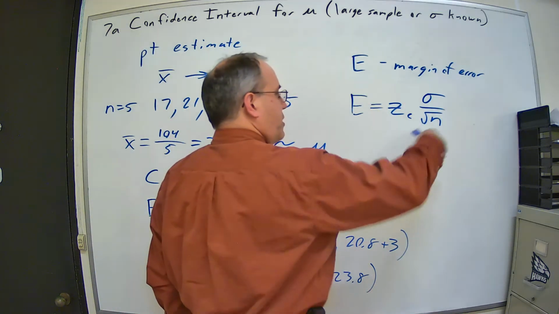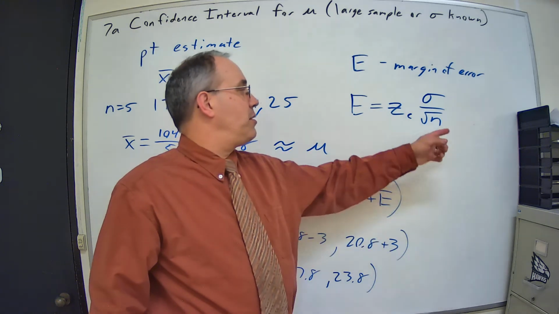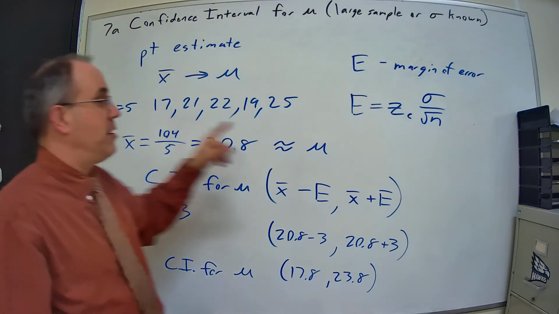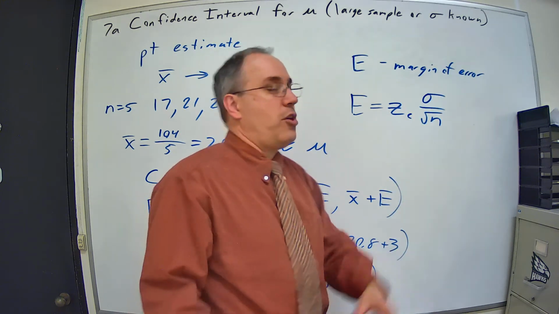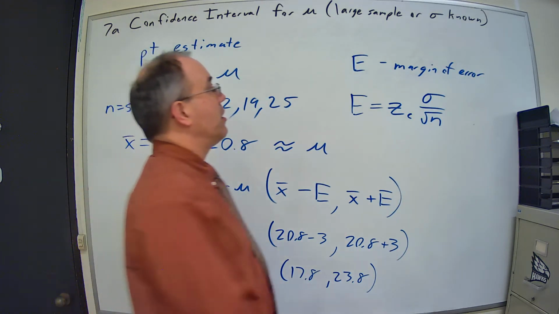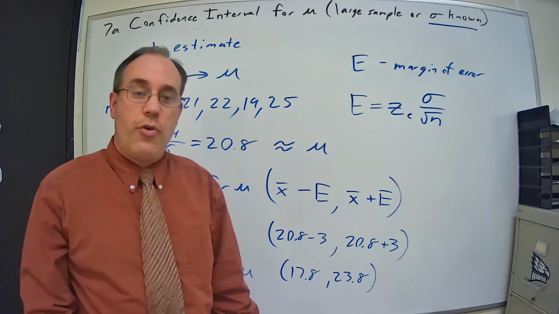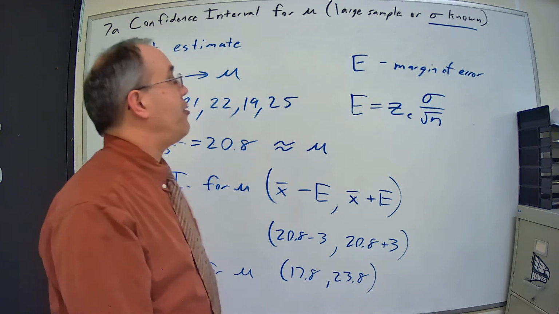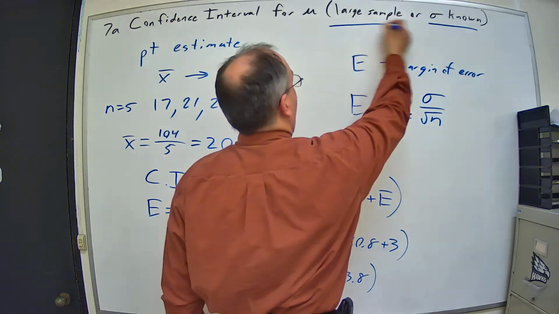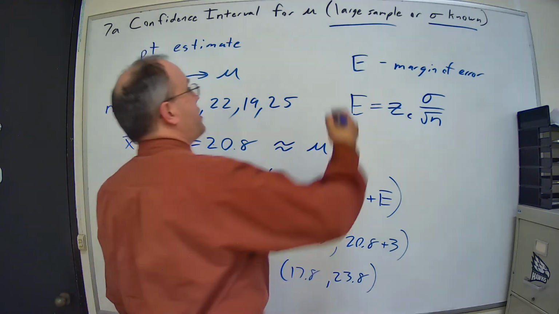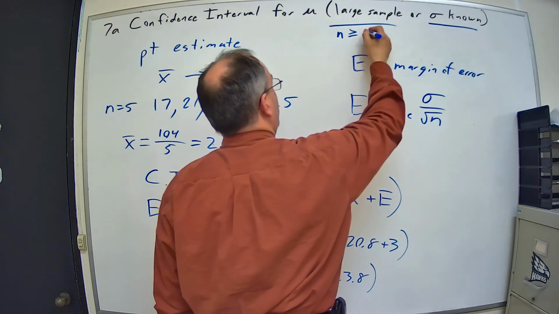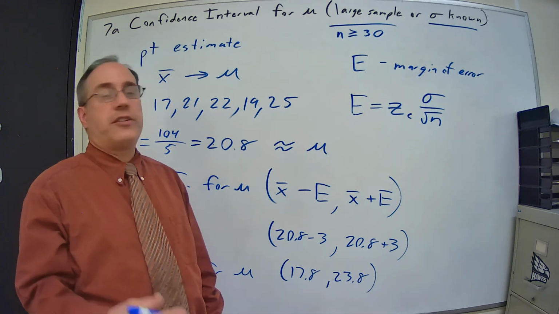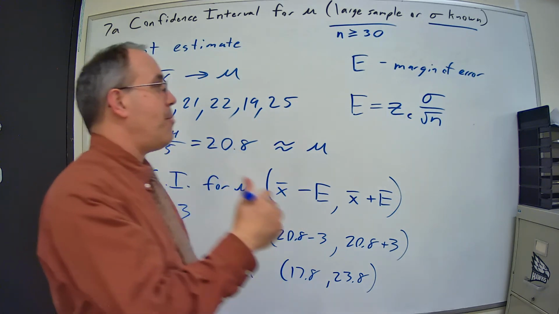Well, where do these things come from? First of all, n should be pretty straightforward. N is going to come from our sample size. Sigma, well, there's two things that can happen. One, sigma is known. We have the population standard deviation already. The other possibility is we have a large sample. So what is a large sample? A large sample is when n is greater than or equal to 30. So if we have a sample that is greater than or equal to 30, then that's considered to be a large sample.